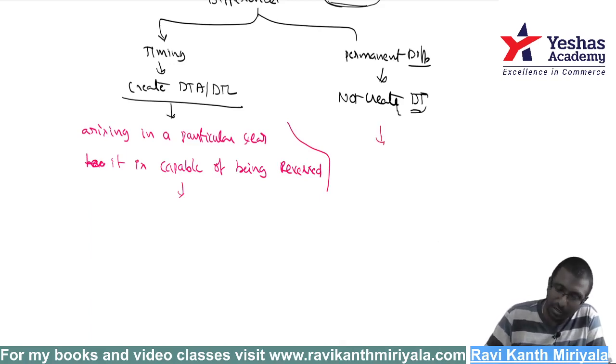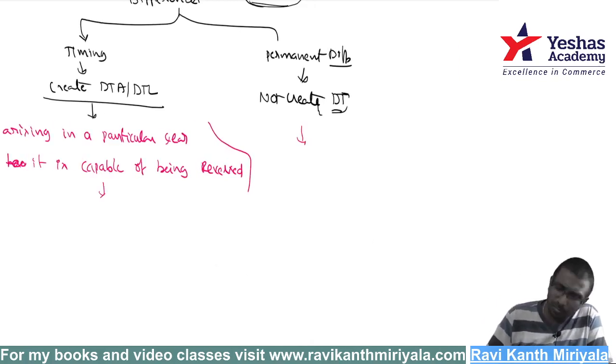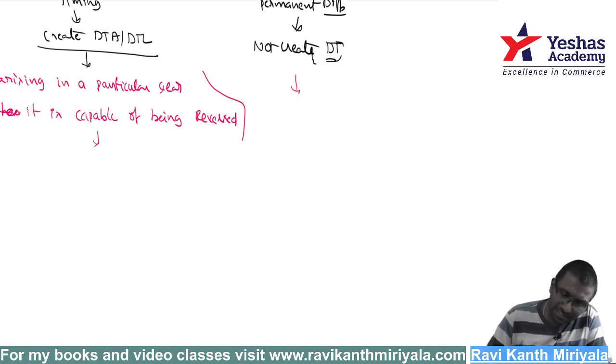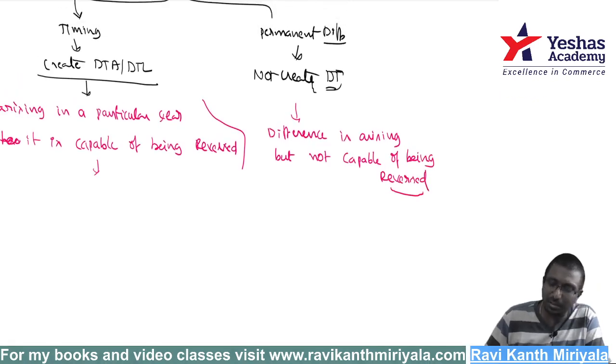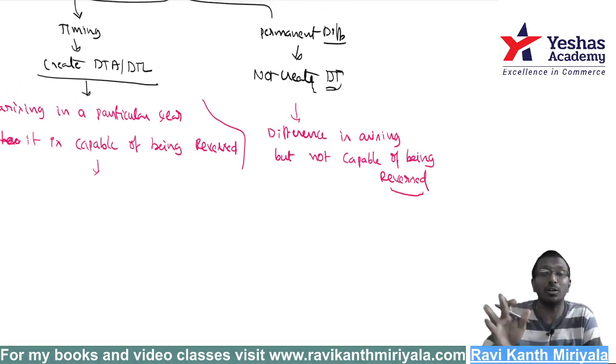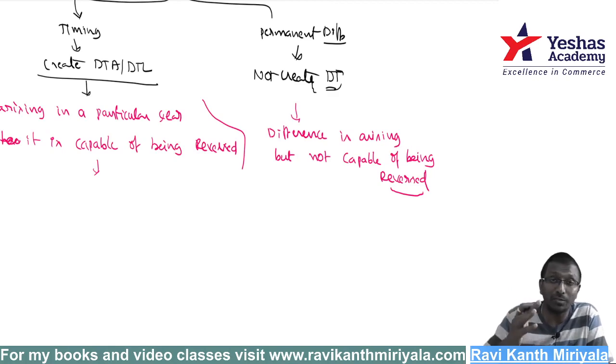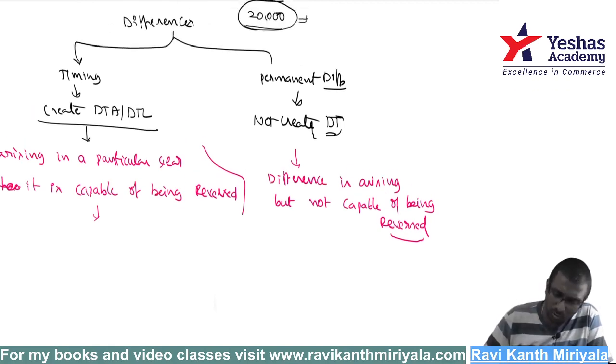And what about permanent difference, sir? Permanent difference means the difference is arising, but it is not capable of being reversed. It won't be reversed. It is like permanent. Once the difference has come, that difference will continue lifelong. It will never be reversed.